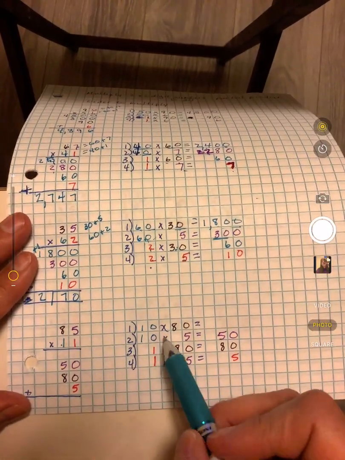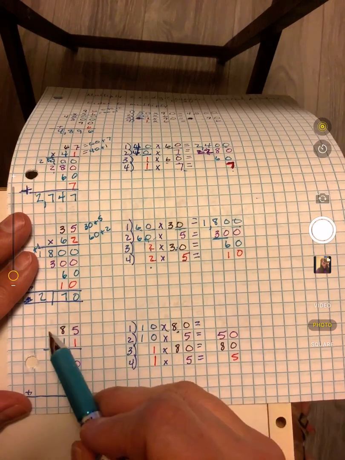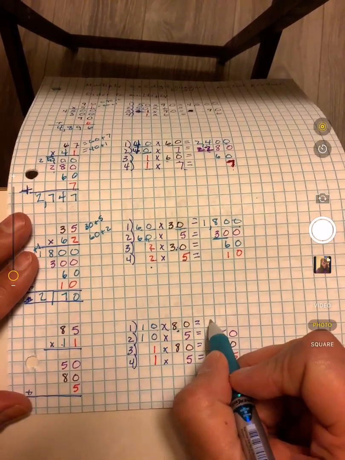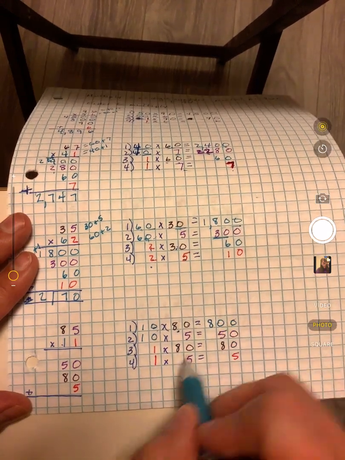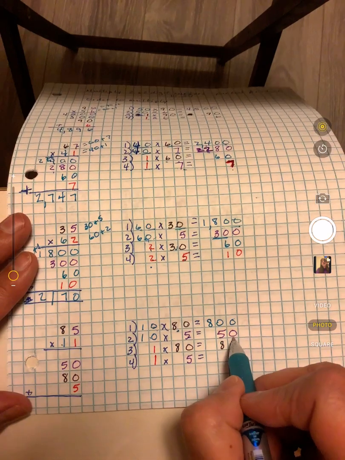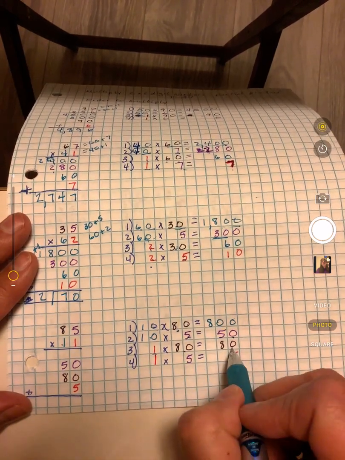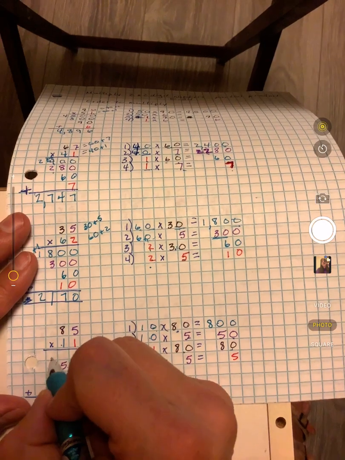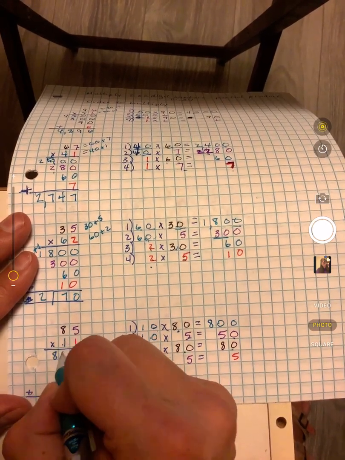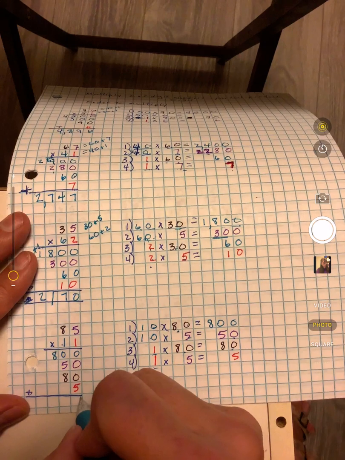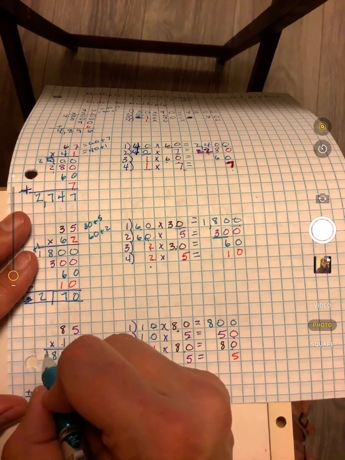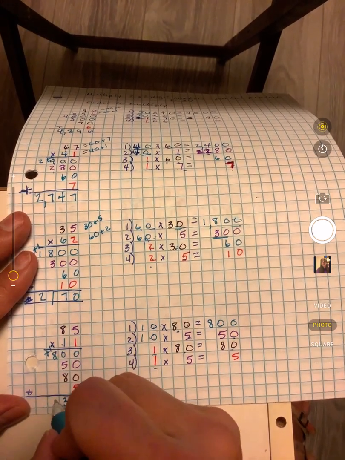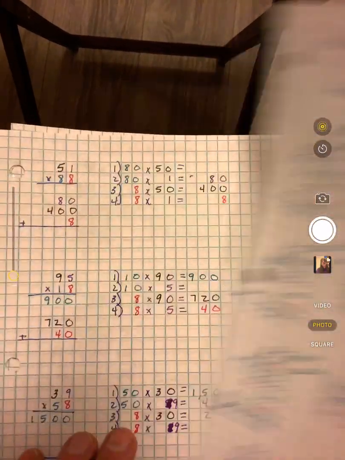So we've got 10 times 80. So 1 times 8 is 8. And then we add 2 zeros because there's 2 tens. 10 times 5 is 50. 1 times 80 is 80. And 1 times 5 is 5. So we put in our 800 here. And we add these. We get a 5, 13. 1 plus 8 is 9. Okay, let's do another page.